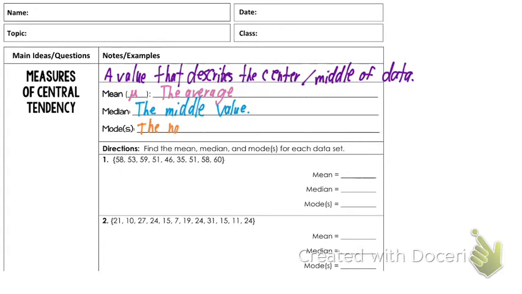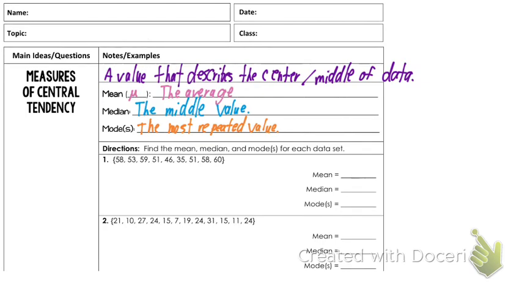Mode or modes. There can be multiple. The most repeated value. It's what do you see most often?